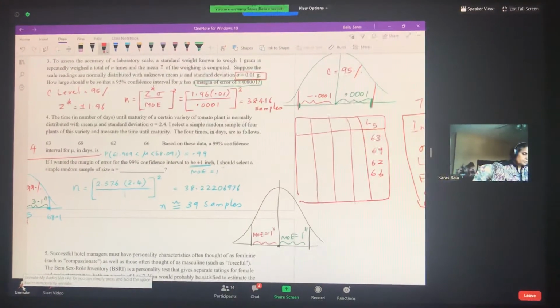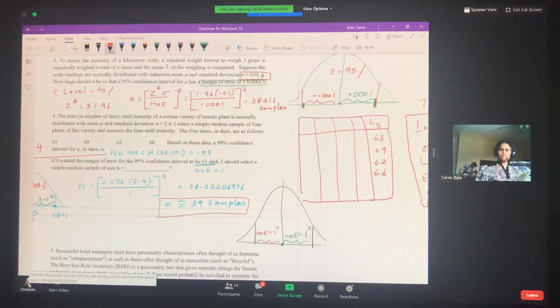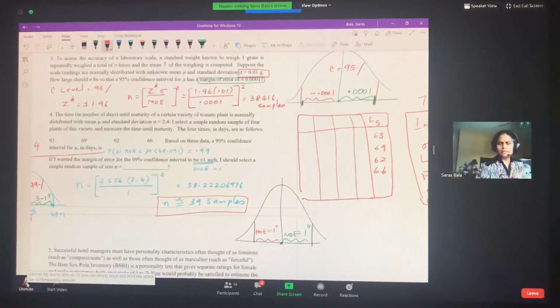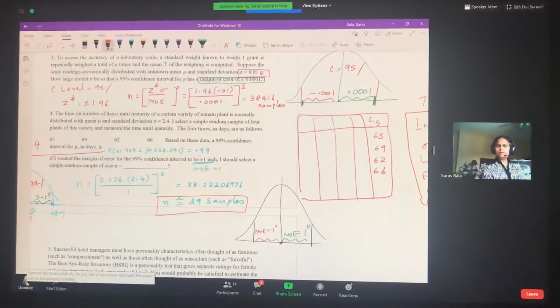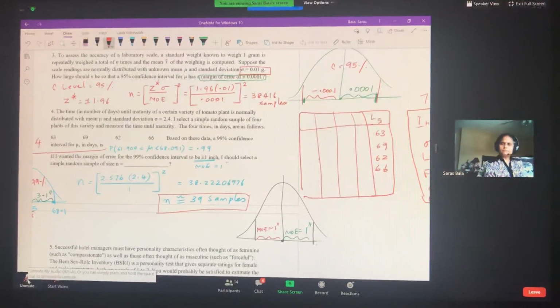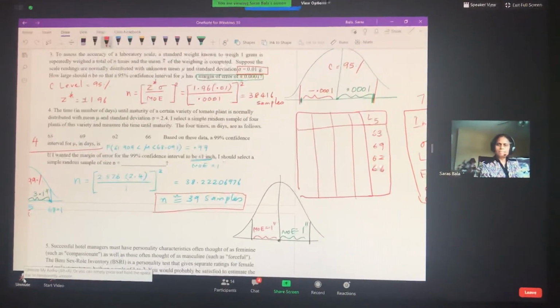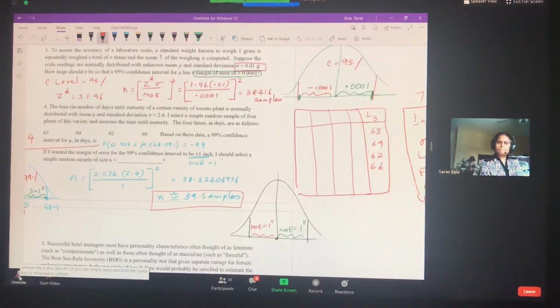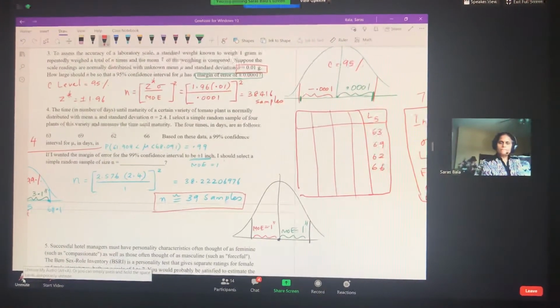So this one, you are saying your n should be equal to 5. Now do you understand how the margin of error and the sample size, and then your confidence level are playing here? Anybody has any question? No question?